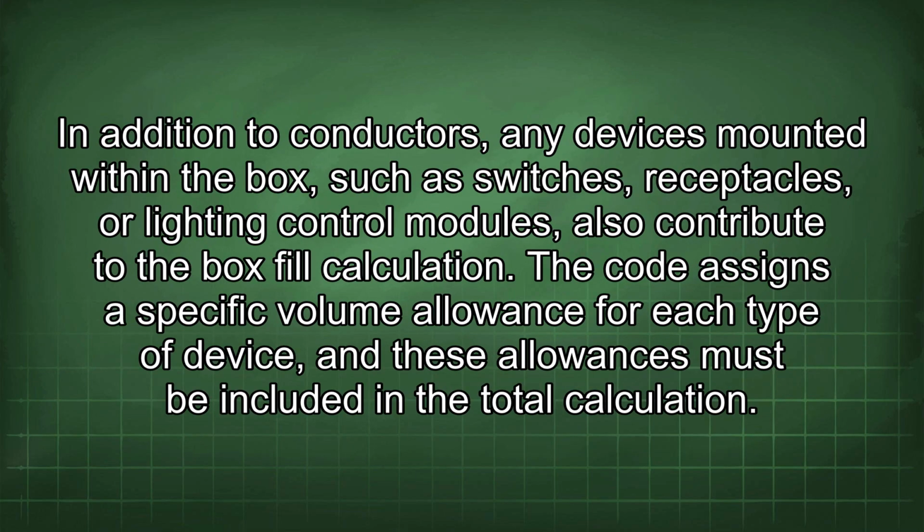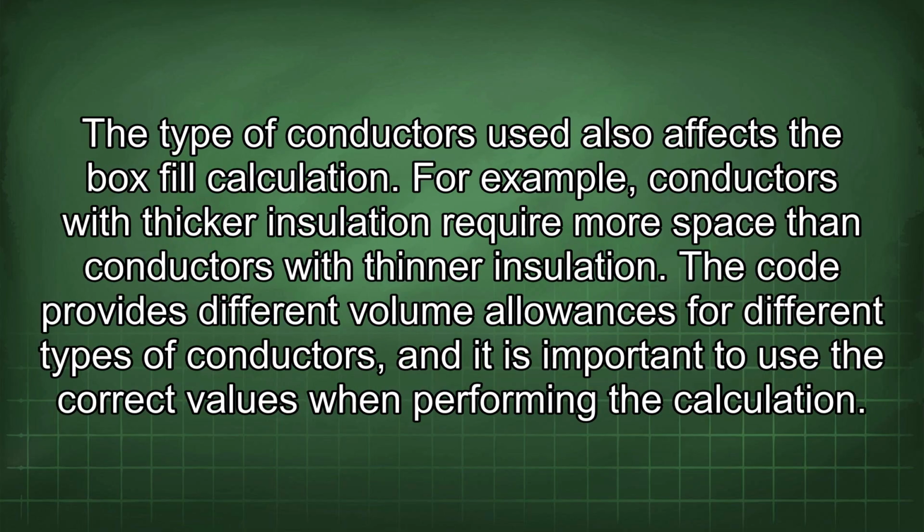In addition to conductors, any devices mounted within the box, such as switches, receptacles, or lighting control modules, also contribute to the box fill calculation. The code assigns a specific volume allowance for each type of device, and these allowances must be included in the total calculation. The type of conductors used also affects the box fill calculation.